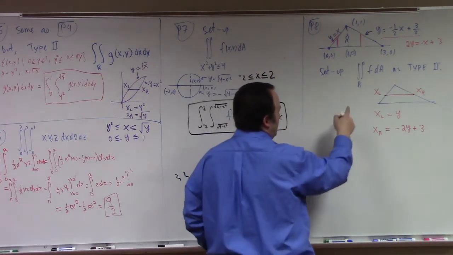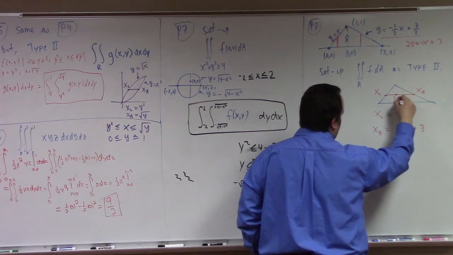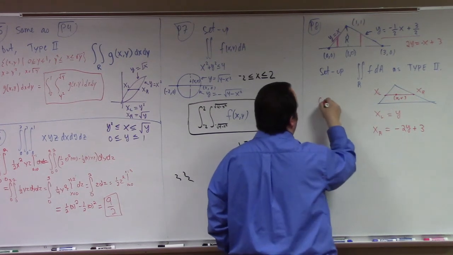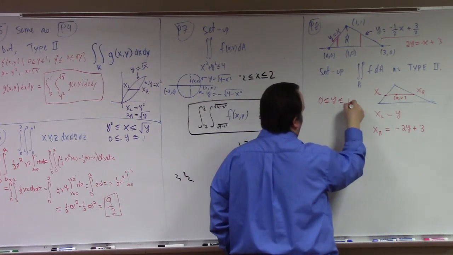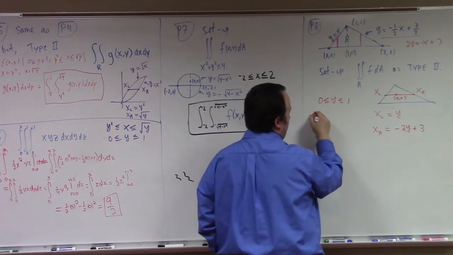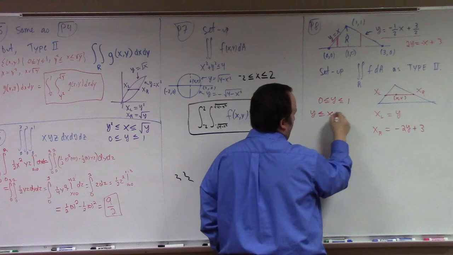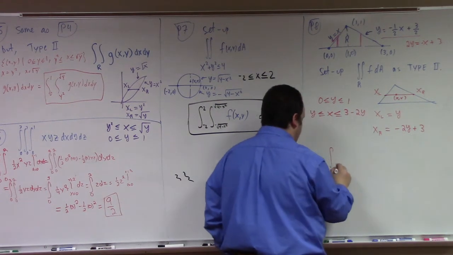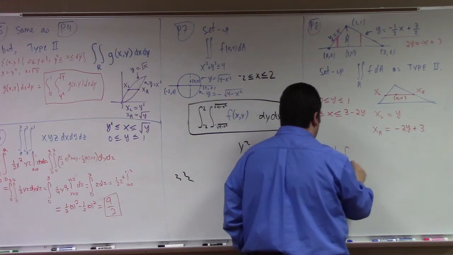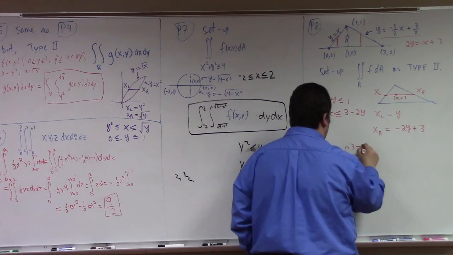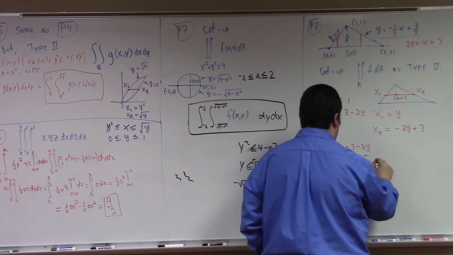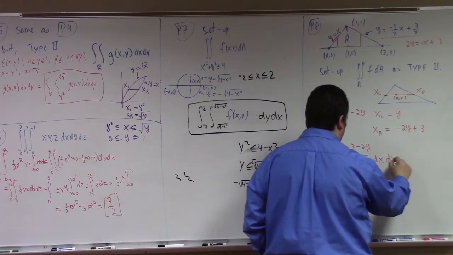So we have the following for any point x, y in here, right? y goes between 0 and 1, and x goes between what? Between y and 3 minus 2y, let's say. So I would set up the integral like this: 0 to 1, y to 3 minus 2y of whatever function we're not given, dx dy.